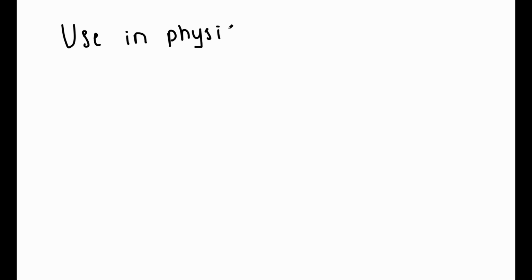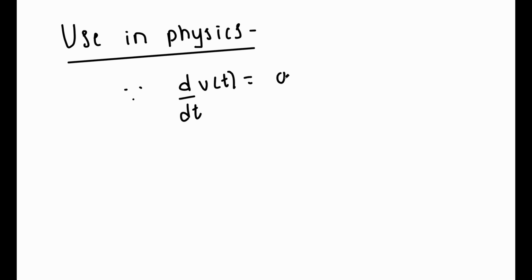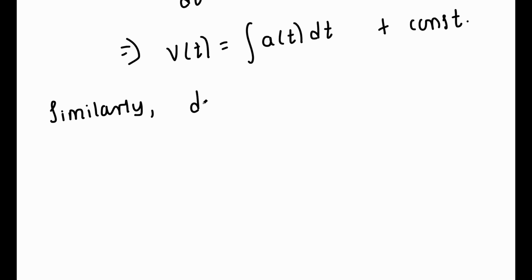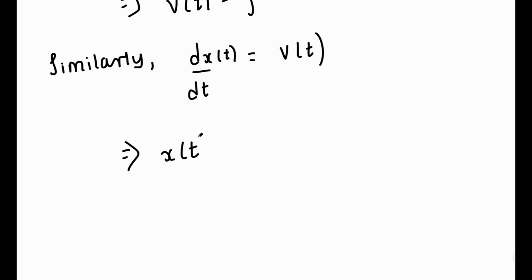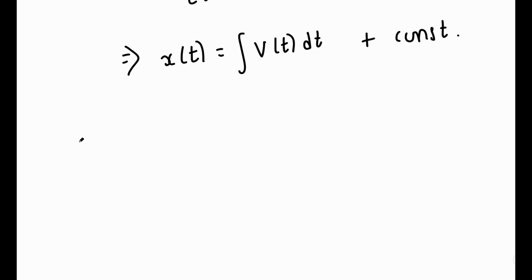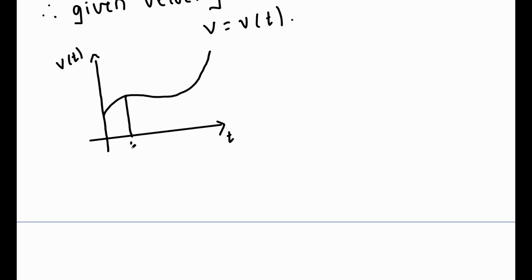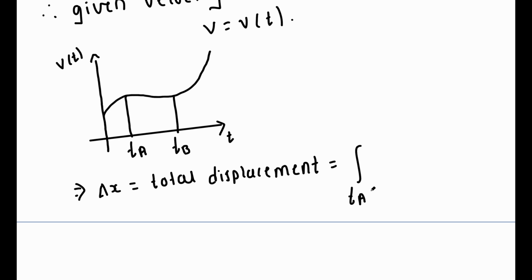We know that the time derivative of velocity is acceleration. This implies the antiderivative of acceleration will be velocity. Similarly, the time derivative of position is velocity. This implies the position as a function of time is given by the integral of velocity over time. Therefore, if we know the velocity of a particle as a function of time, then the total displacement of the particle from time ta to time tb is given by the integral from ta to tb of v of t into dt.